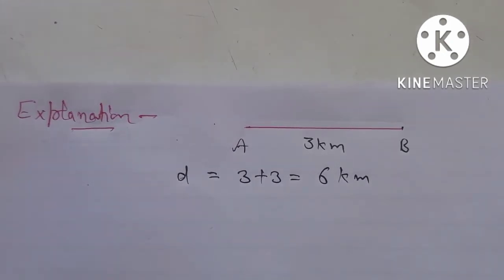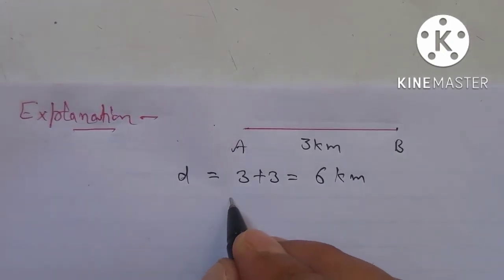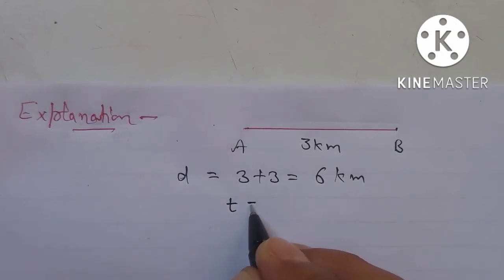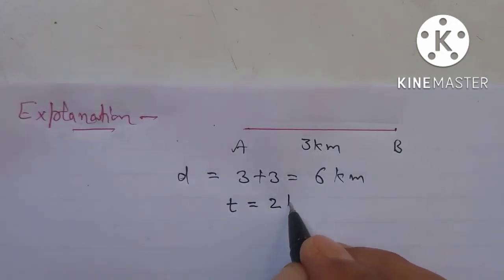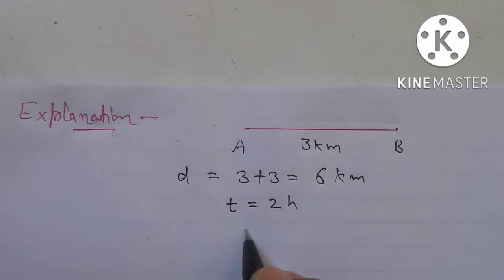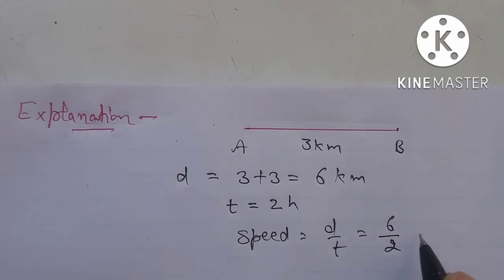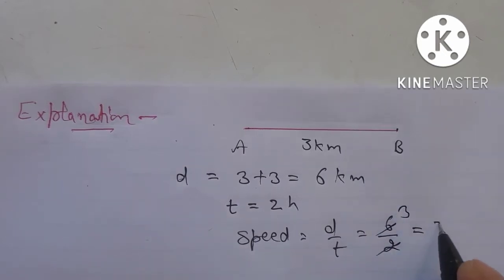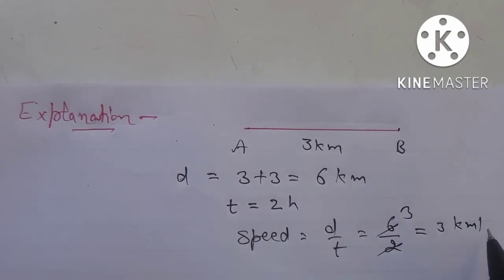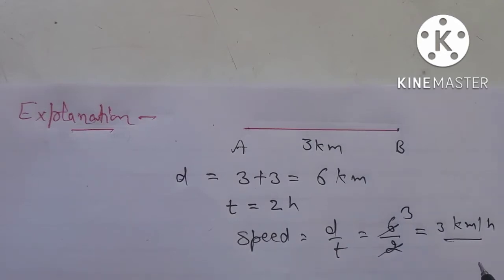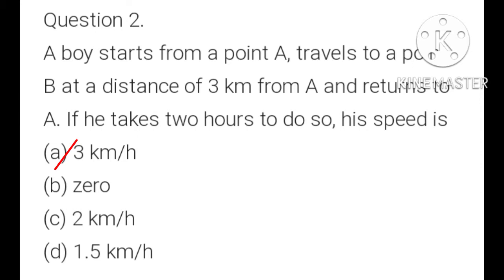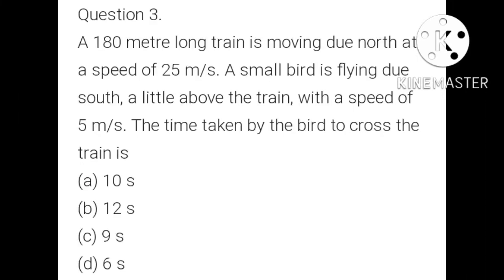And the time taken for this, he takes a time 2 hours. So speed is equal to distance upon time. So distance is 6, time is 2. This is equal to 3 km per hour. So speed of the boy is 3 km per hour. So A is the correct option. The speed of the boy is 3 km per hour.